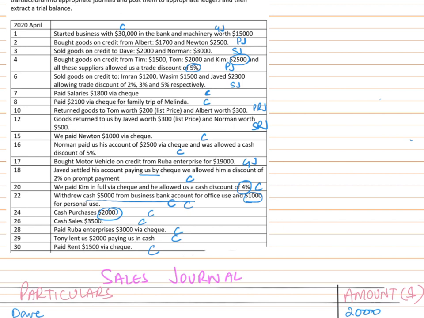So let's adjust that. Imran is getting a discount of 2%, so 2% of 1,200 is 24. If I deduct 24 from 1,200, I will get 1,176. Similarly, 3% of 1,500 is 45, and if I subtract 45, I will get 1,455. And for 5%, 5% of 2,300 is 115, and if I subtract 115, I will get 2,185. So these are the amounts that we are getting.